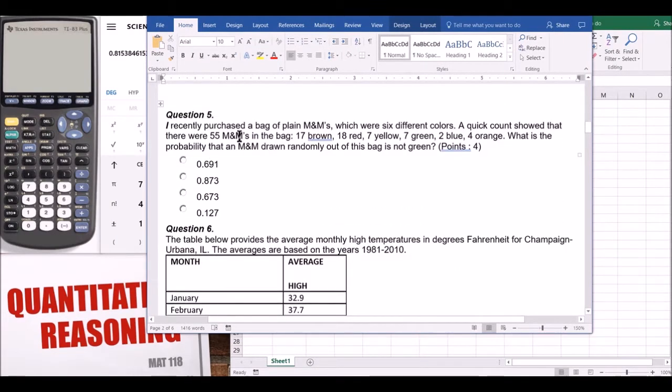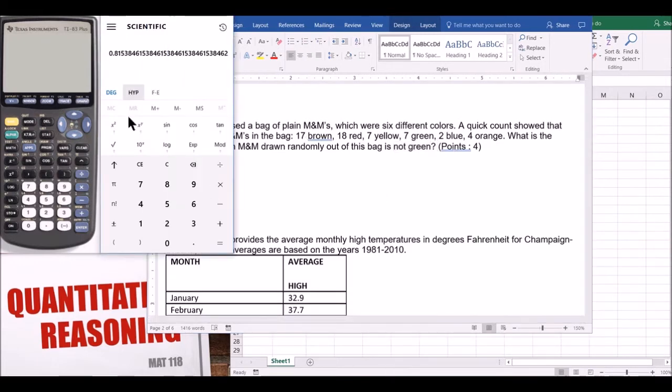So we have a recently purchased bag of M&Ms. All right, so of the 55 M&Ms, we have 17 brown. We have this arrangement here. What is the probability that an M&M drawn randomly out of the bag is not green? Key is not green. So not green. So that's all of the other ones.